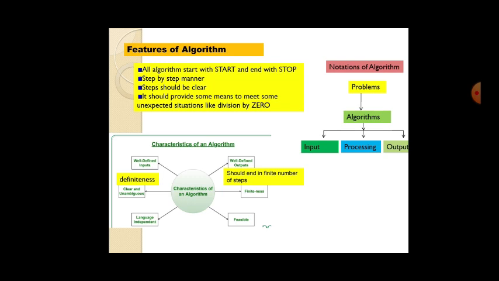All algorithms start with the start and end with the stop. It's a step-by-step manner. Steps should be clear. Steps should not be a jumble. If you have to write the steps, write them so that it is easy for other persons to understand.